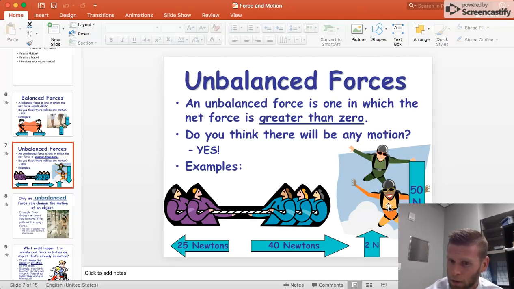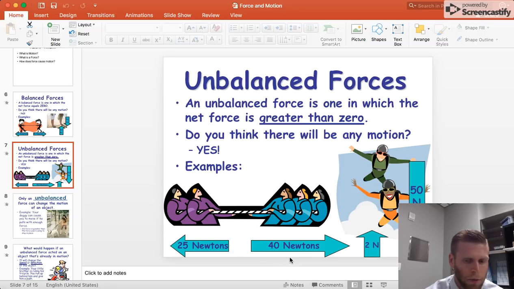So is there motion? Do you move when you skydive? Most certainly do. Over here, I have purple team versus kind of a teal team. I don't know if that's really teal. But you have 25 newtons of purple, and I have 40 newtons over here on the teal side. So is there going to be motion? Let me think about it. Oh, yes, there will. Which way? Right, because look, see that arrow? See how that 40 newtons arrow is larger than the 25 newtons arrow? That's how I know too.